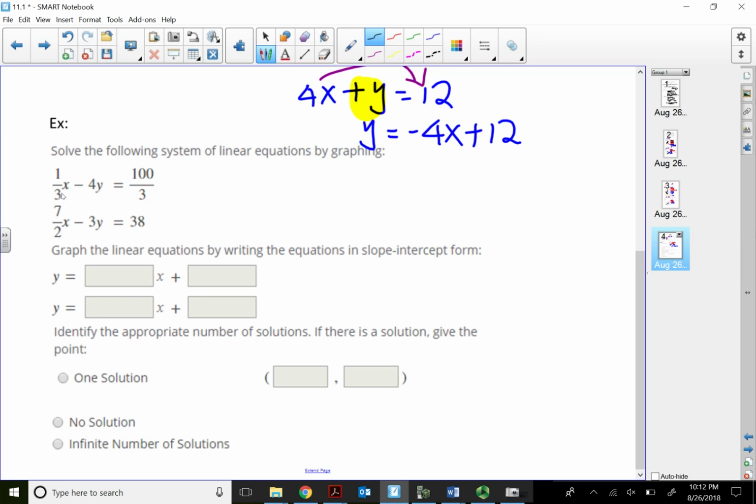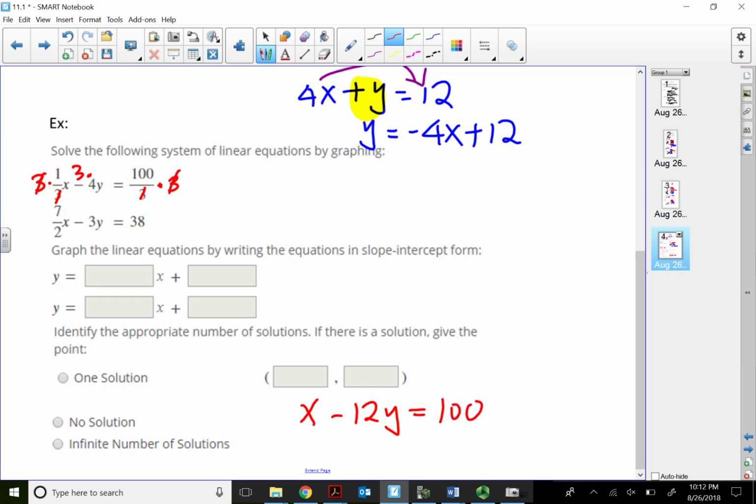If I want to clear the fraction, the LCD between 3 and 3 is going to be 3. So I'm going to multiply every term by 3. I'm showing you this because in other sections of Module 11, we will do this quite often, not dealing with fractions, but with some types of numbers. 3 times 1/3, the top 3 and bottom 3 cancel out. That is 1x. 3 times negative 4y is negative 12y, equals, top 3 and bottom 3 cancel out, that would just be 100.